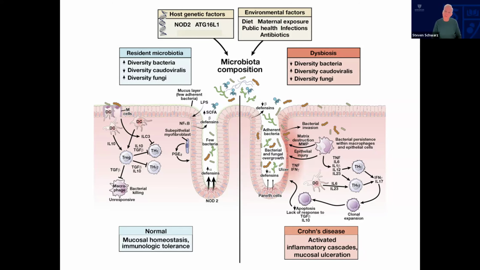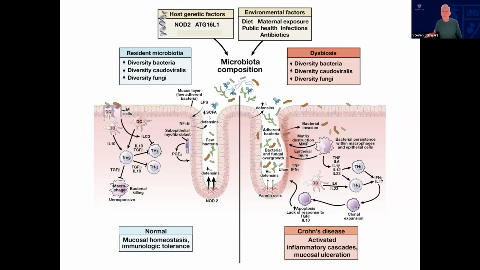In the normal situation, over to the left, you have a large diversity of bacteria, less viruses, and increased fungal population, or at least a variety of fungi. And this leads to, at the bottom, mucosal homeostasis, a state of controlled inflammation and immunologic tolerance. It is this loss of tolerance that is going to lead to the clinical expression of disease.